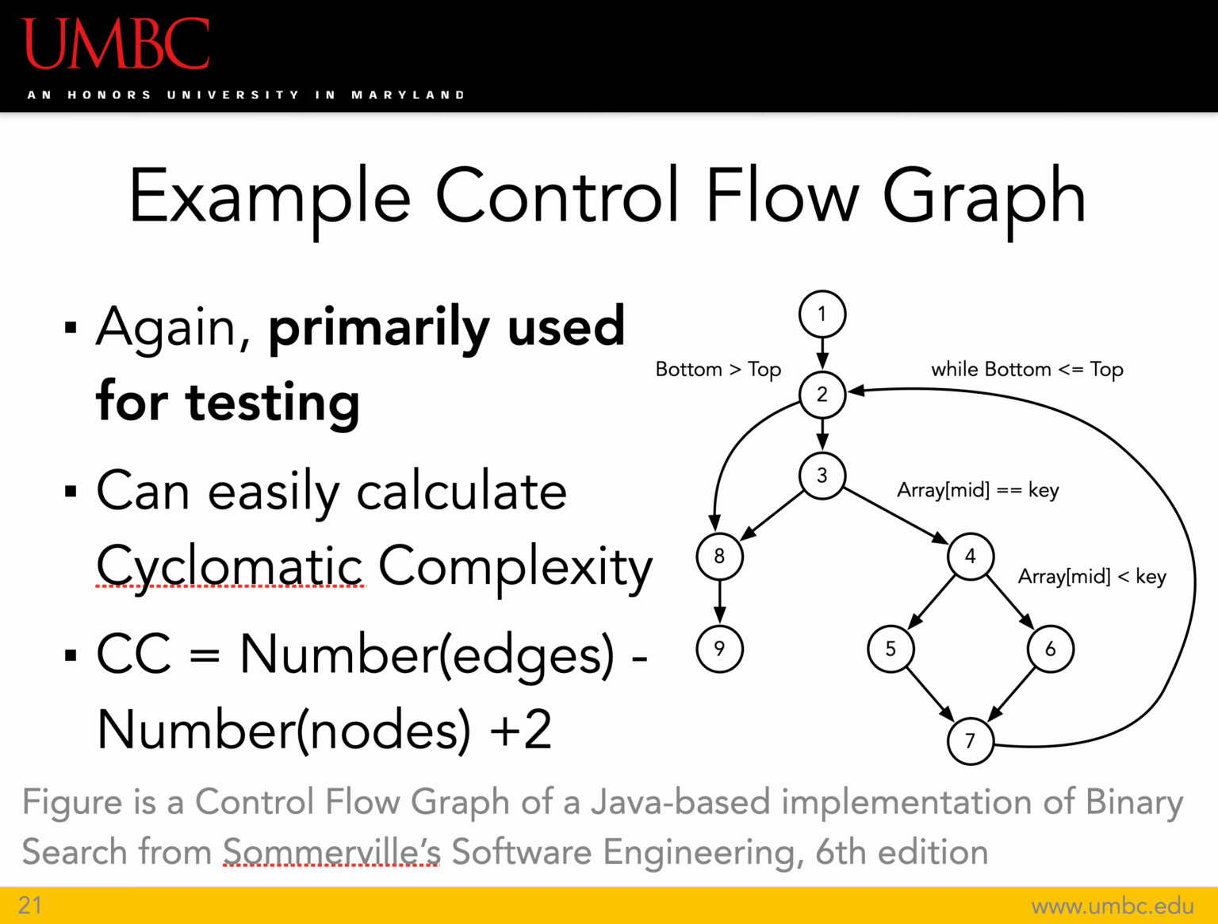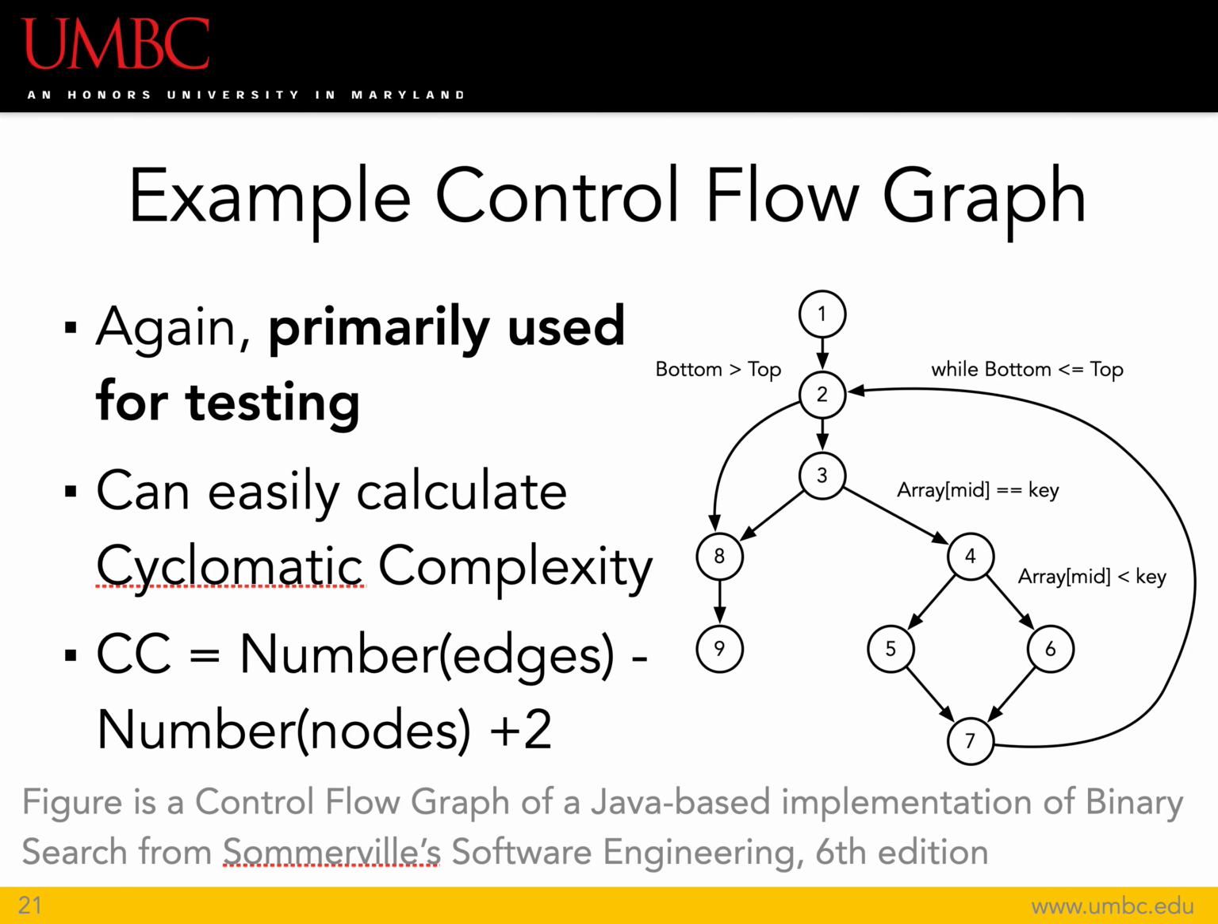The main reason that control flow graphs are used in testing is that they easily map to cyclomatic complexity. So if you're interested in trying to figure out all of the possible ways that the flow may go through program statements in a method, for example, or all of the expressions in a function, then you can actually calculate that using a control flow graph.